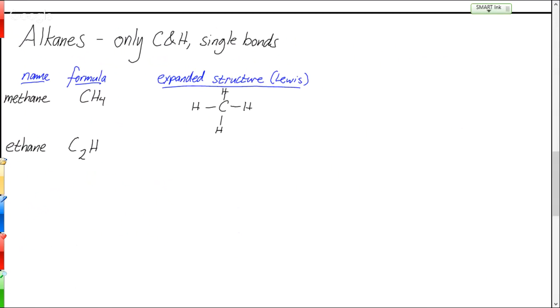And now we've got C2H6. The expanded structure looks like this. So we've got two carbons, and each one needs four bonds. And now we can add another column.